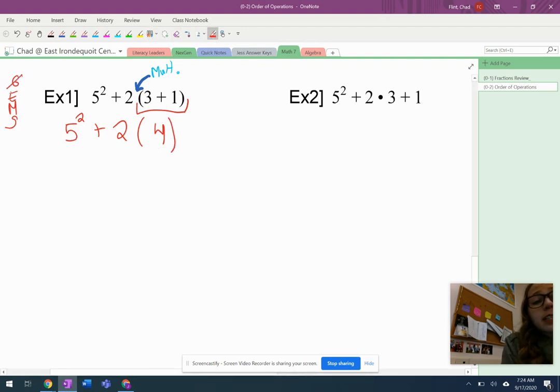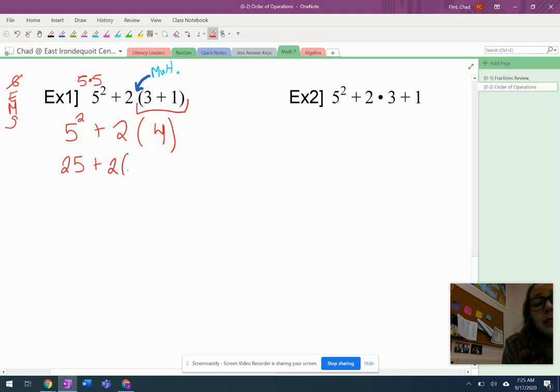E stood for exponents. Do we have any exponents here? Yes, we do. 5 squared, 5 times 5, that's what 5 squared means. Remember those exponents mean 5 times 5 is just 25. And again, just carrying everything else down from that previous step that I didn't touch yet, just keeping that order nice. So next, we're looking for multiplication or division.